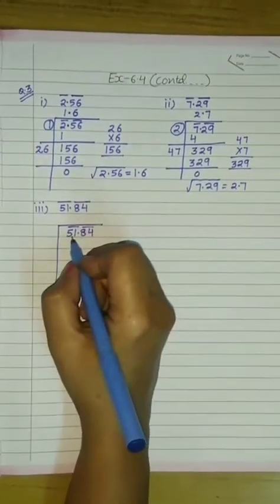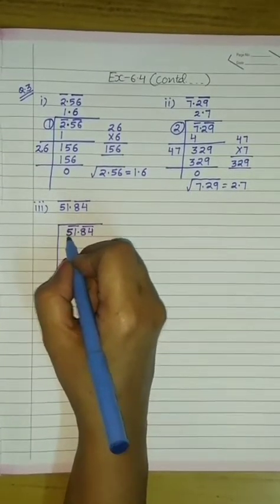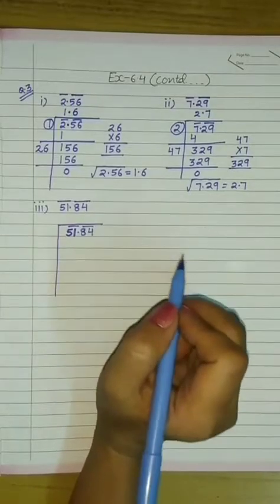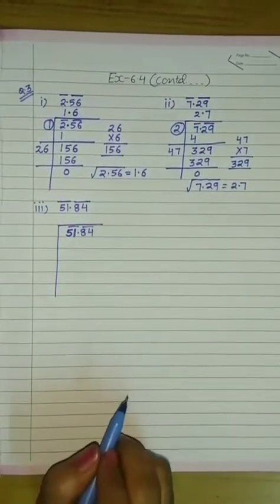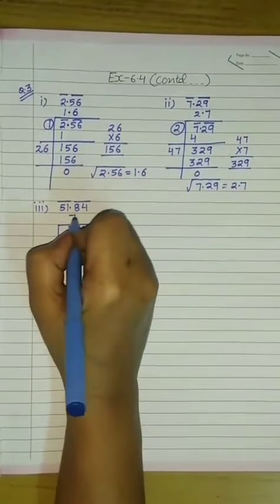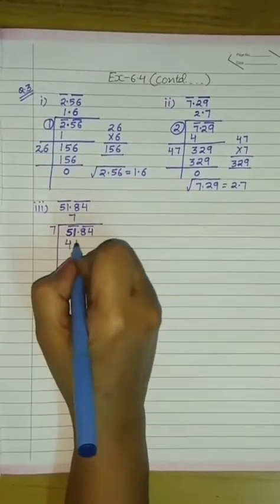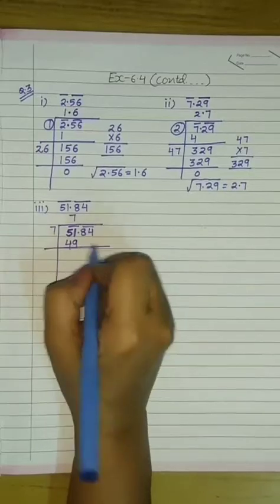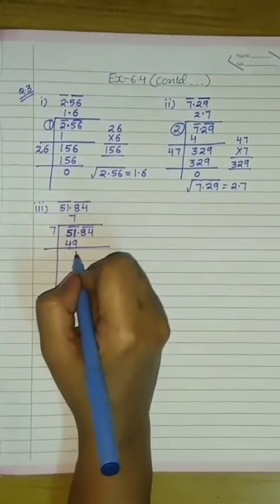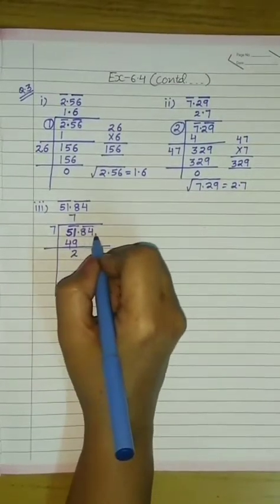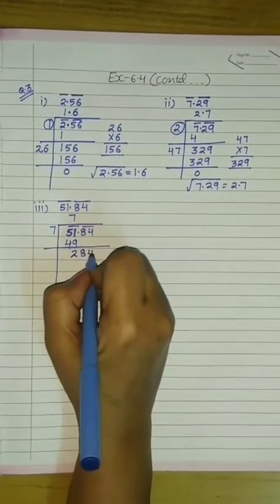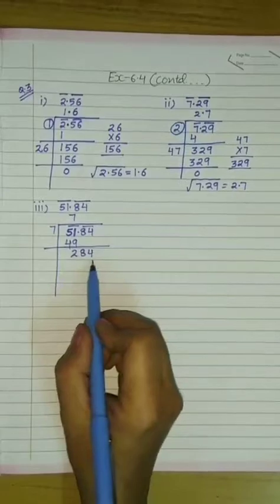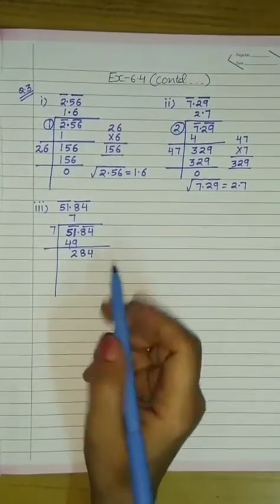Now we have to find a number which, on multiplying by itself, gives a number less than 51. So such a number is 7; 7 sevens are 49. On subtracting 49 from 51, we got 2. So taking down the next bar, that is 84, our new dividend will be 284.